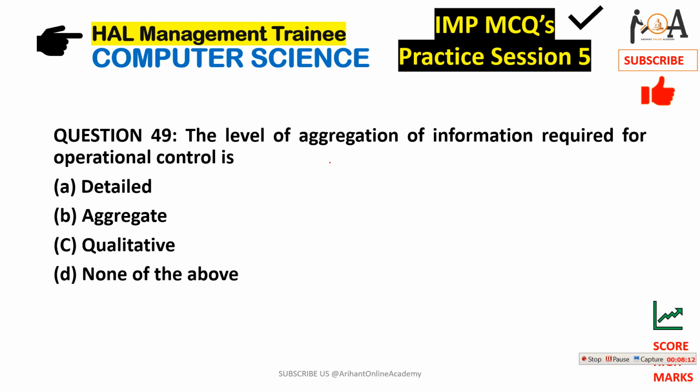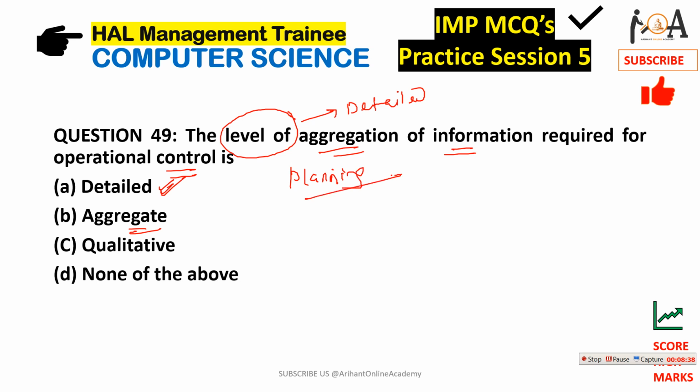Next question is, the level of aggregation of information required for operational control is. So the level of aggregation of information required for operational control is detailed, right? If we talk about level of aggregation, it would be detailed. But if we talk about planning, then it would be aggregate, but the level of aggregation would be detailed. So option A is the correct answer.